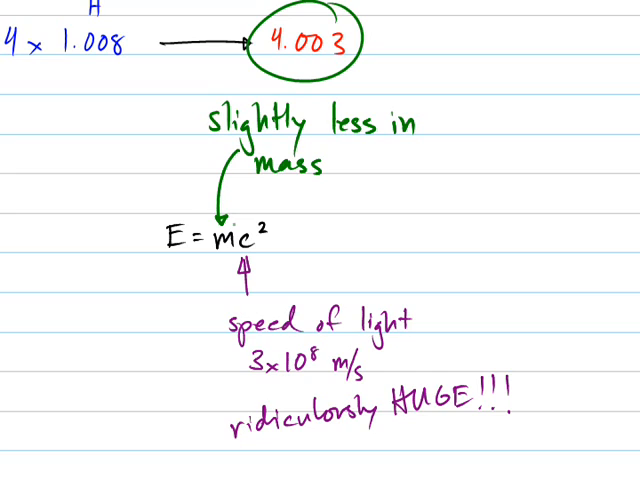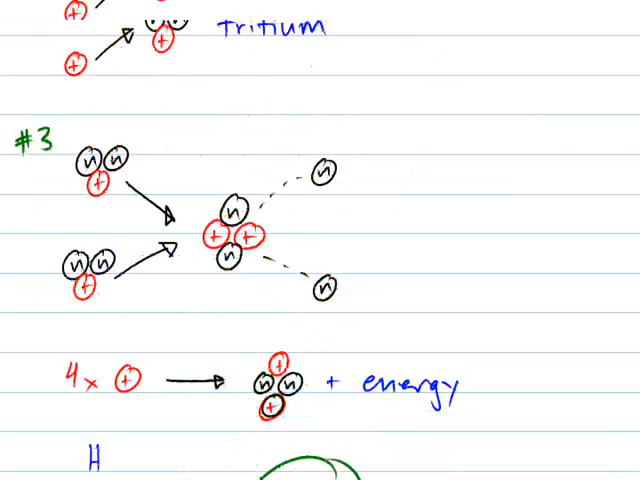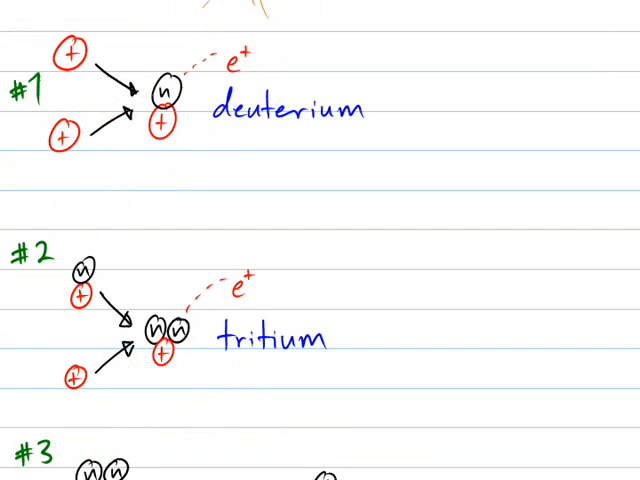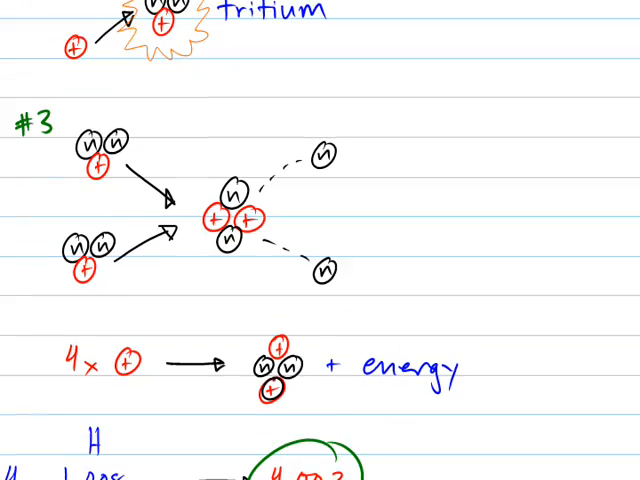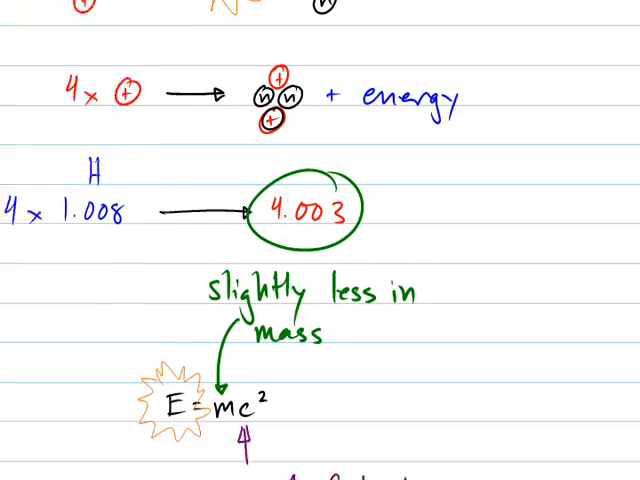And what this equation tells us is that the matter that is missing, called the mass defect, has been converted into pure energy. And that's basically what's happening at all these steps up here. Each time they fuse, energy is being produced. And that energy is coming from the fact that a tiny amount of matter is being converted into pure energy.